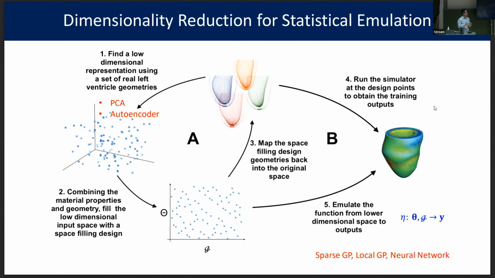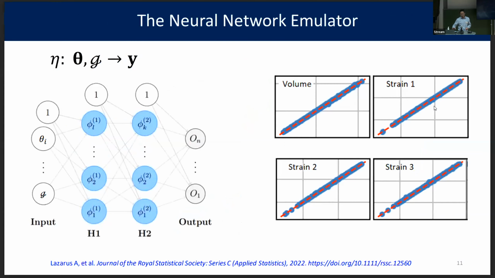The emulators will include the geometry, G, and also the material parameters, theta, and then we can emulate the output, Y, which is the volume and the strain. We tried various approaches like sparse GP, local GP, and neural networks. Here I can show an example. This is a neural network emulator. For this one, the input space is theta, the parameters, and G, the low-dimensional representation of the ventricular geometries.